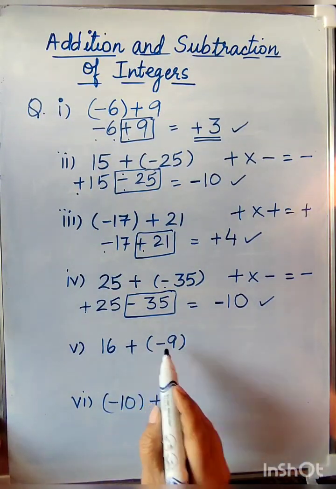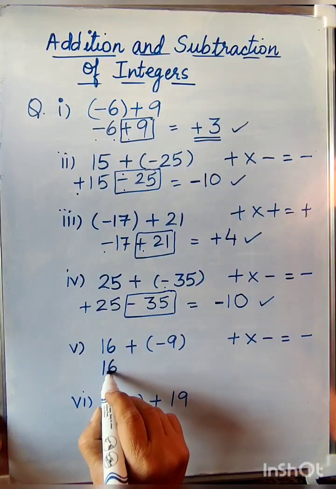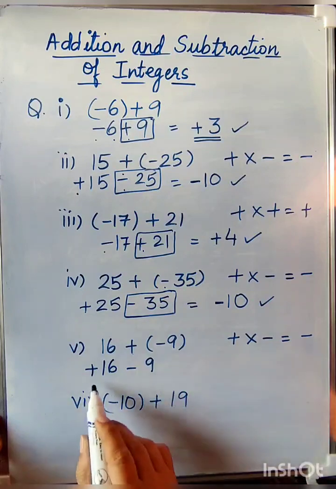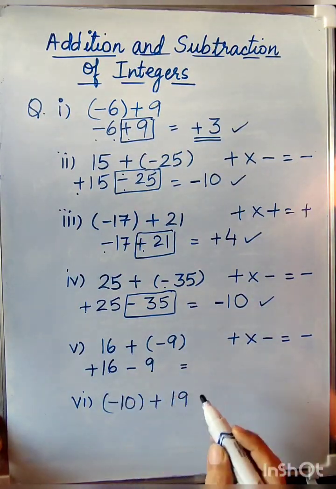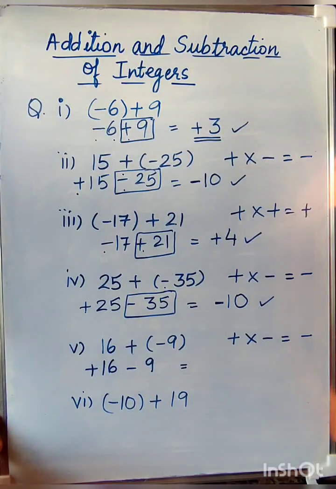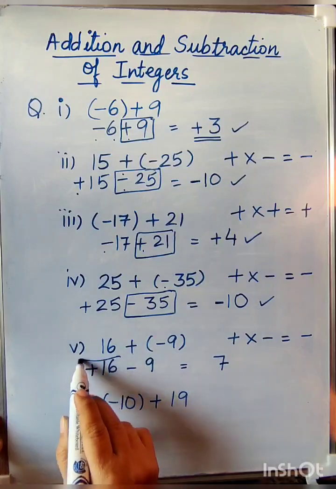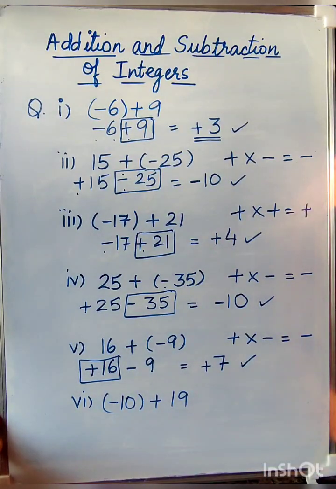Next one, plus into minus. Plus into minus, again it is minus. That means 16 minus 9. This is plus 16 minus 9. Both have different signs. Therefore we will find the difference. 16 minus 9 gives you 7, and we will place the sign of the bigger number. Here it is plus 16, so your answer will be plus 7.